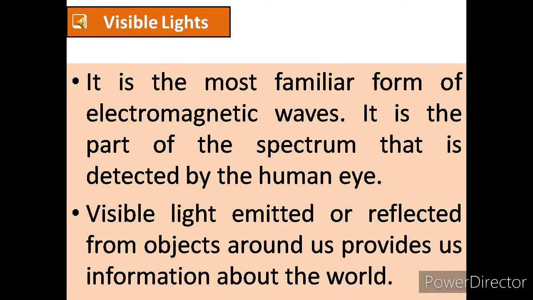Next to infrared rays, we have visible light. It is the most familiar form of electromagnetic waves. It is the part of the spectrum that is detected by the human eye. Visible light emitted or reflected from objects around us provides us information about the world.